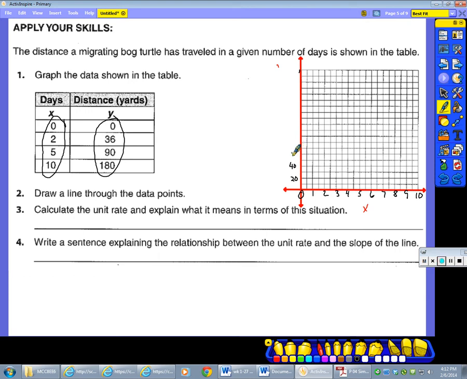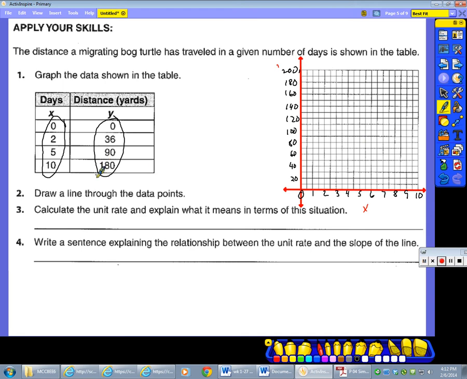20, 40, 60, 80, 100, 120, 140, 160, 180, 200. There we go. Now I have 20, 40, 60, 80, 100, 120, 140, 160, 180, 200. Your scale has to be the same.